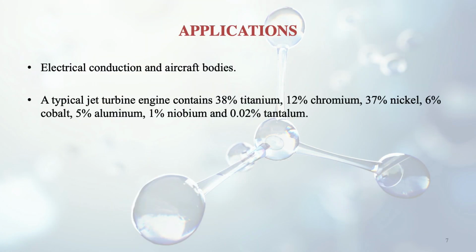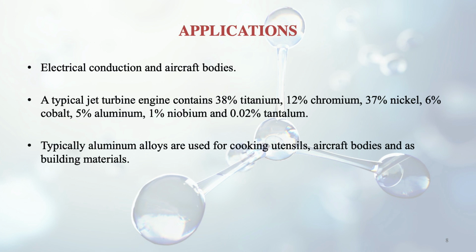We can see that a typical jet turbine engine contains around 38% titanium, 12% chromium, 37% nickel, 6% cobalt, 5% aluminium, 1% niobium and 0.02% tantalum. Nowhere can you find iron here. So even in the jet turbine they are used extensively.